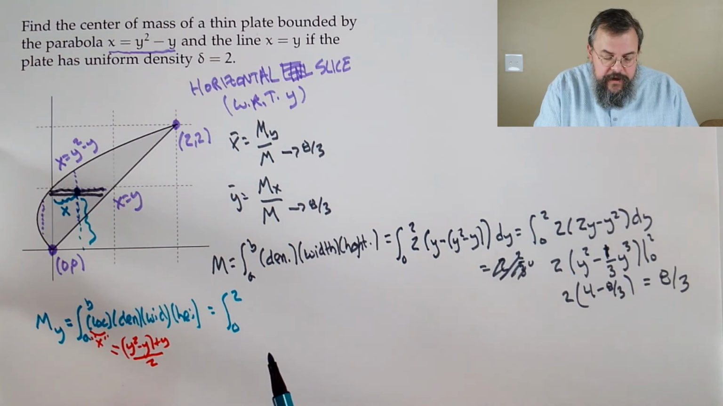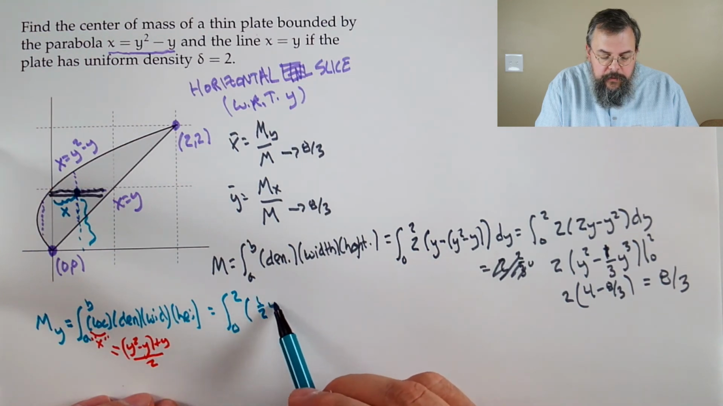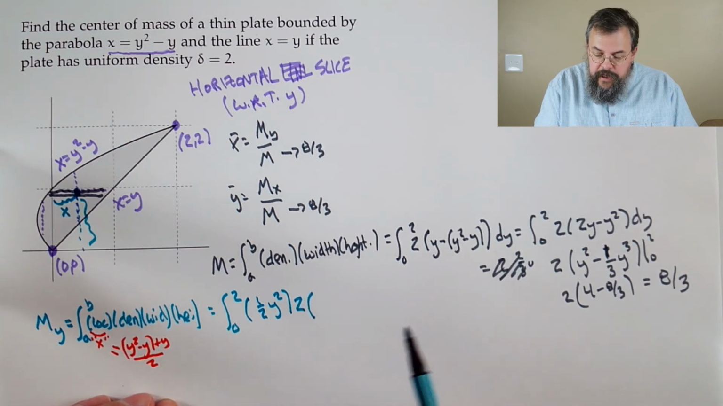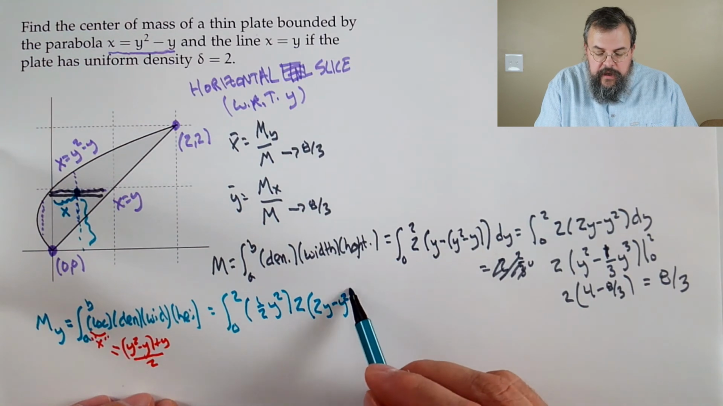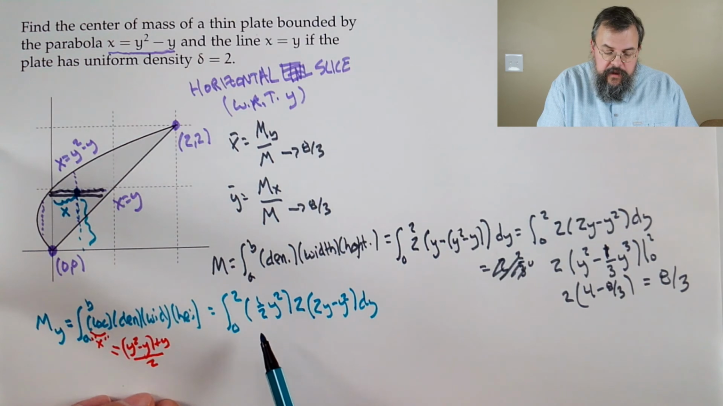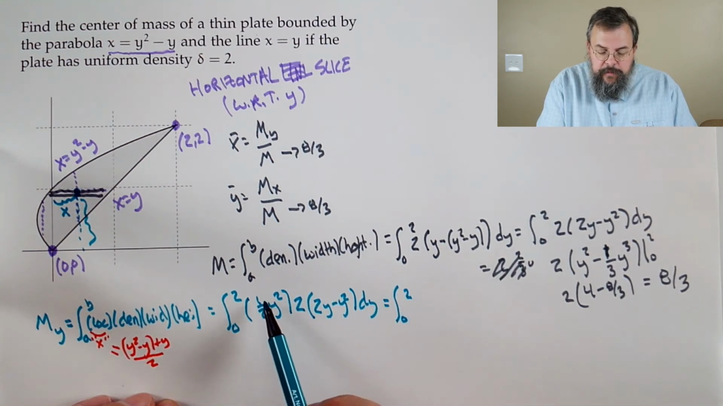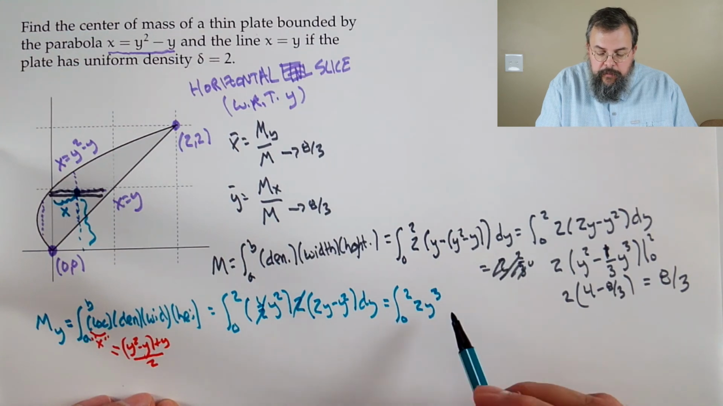So what is our location? Our location is 1/2 y squared. Our density is 2. Our width is same as before, 2y minus y squared. And our height is dy. Well, the half and the 2 cancel. So what do we end up with? It's the integral from 0 to 2. And multiply the y squared through. Okay, so the half and the 2 cancel. You have 2y cubed minus y to the 4th dy.